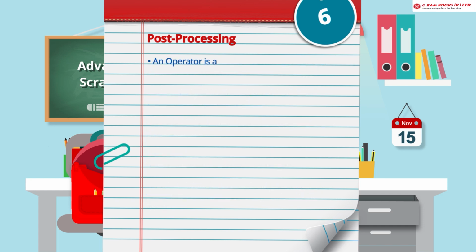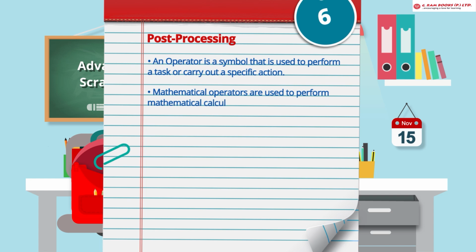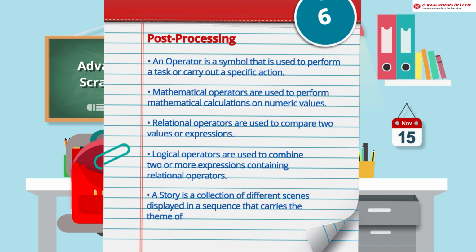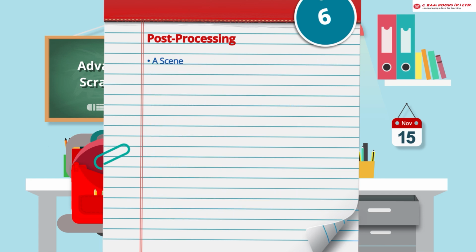An operator is a symbol that is used to perform a task or carry out a specific action. Mathematical operators are used to perform mathematical calculations on numeric values. Relational operators are used to compare two values or expressions. Logical operators are used to combine two or more expressions containing relational operators. A story is a collection of different scenes displayed in a sequence that carries the theme of the story further. A scene is one of several images that are part of a sequence.